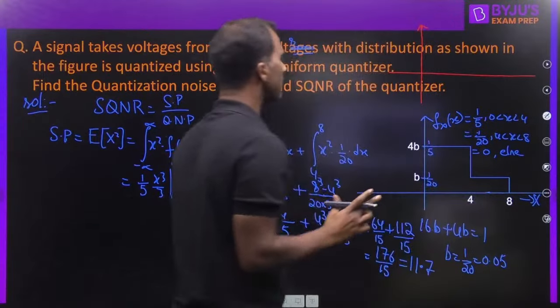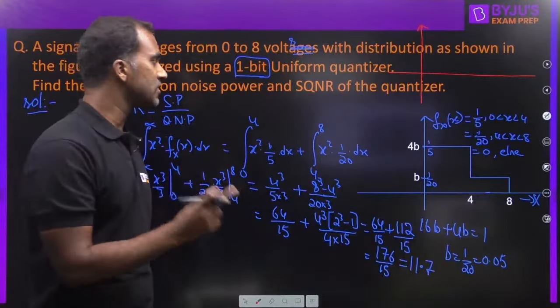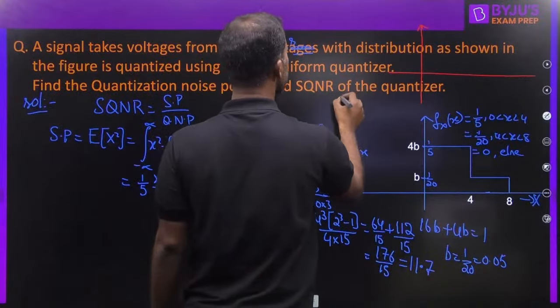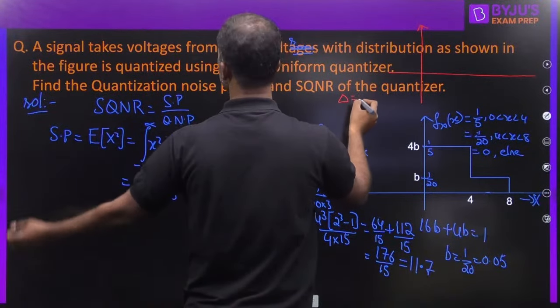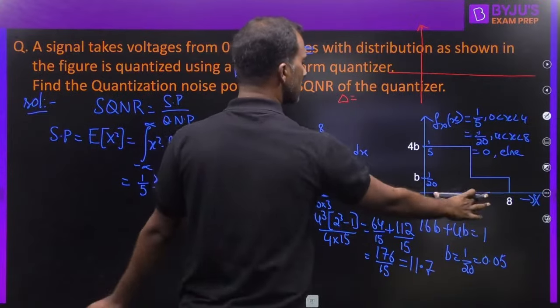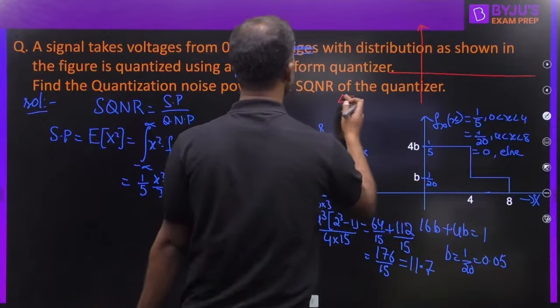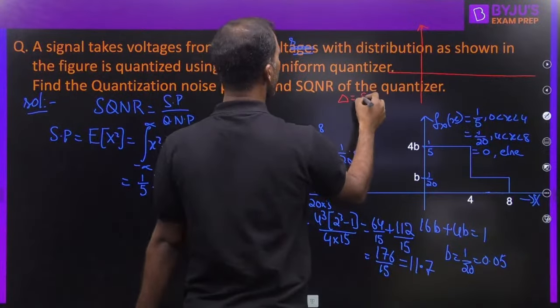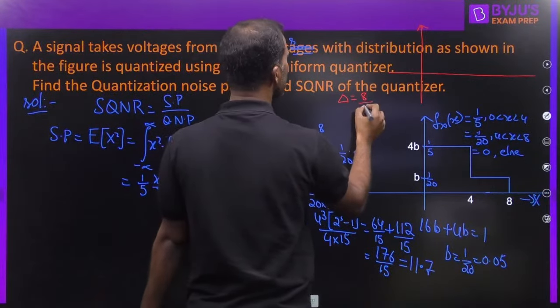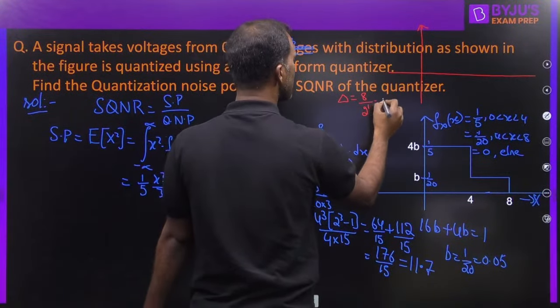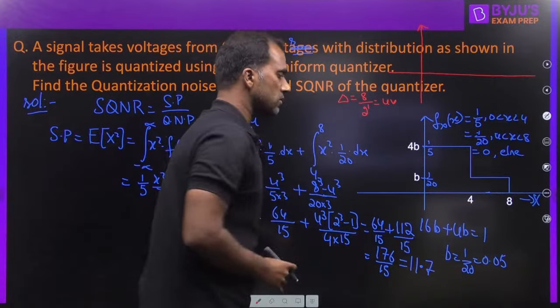Right. So only 1 bit. So 2 levels and 2 regions. Let us find the step size so that it will be more clear for you. Delta is equal to the voltage swing. What is the voltage swing? Highest voltage minus lowest voltage is 8 volts, 8 minus 0 is 8, divided by 2 power n. Since it's only 1 bit, it is 2 power 1. It is equal to 4 volts. Step size is 4 volts.